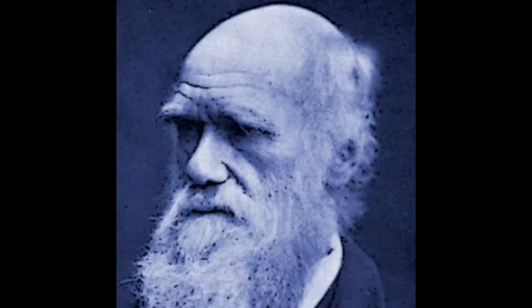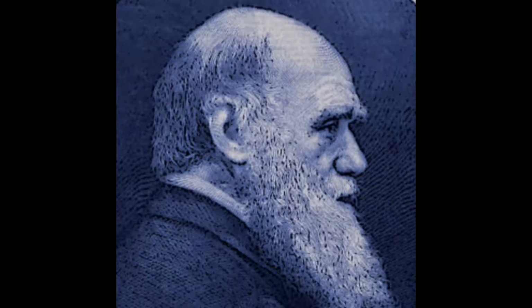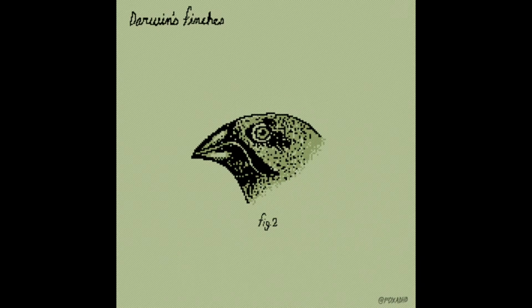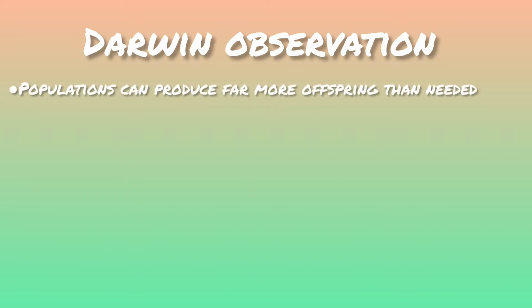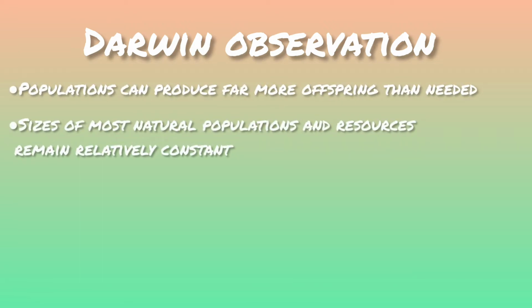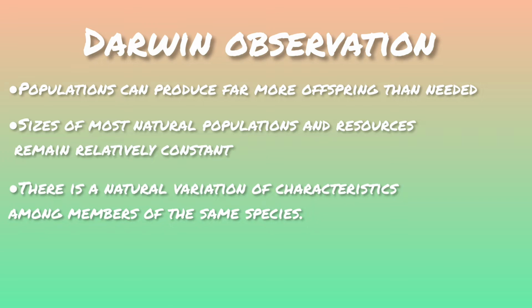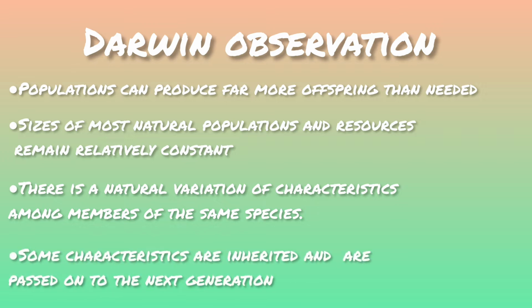Charles Darwin's theory of evolution by natural selection is one of the basic concepts of understanding evolution, and it's based on the 4 observations made by him while on his around-the-world trip on the ship the HMS Beagle. These observations were: populations can produce far more offsprings than needed. Sizes of most natural populations and resources remain relatively constant. There is a natural variation of characteristics among members of the same species, and some characteristics are inherited and passed down to the next generation.